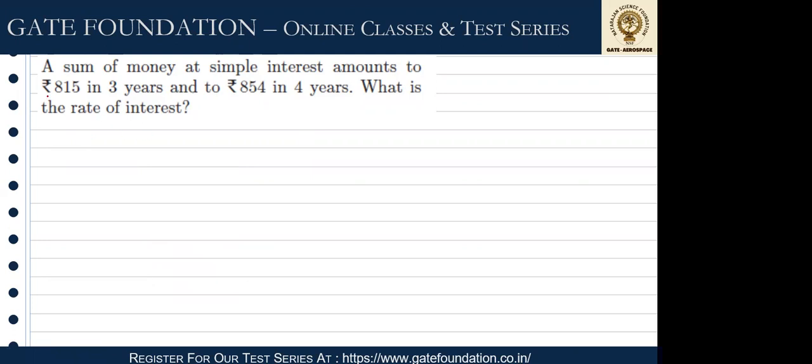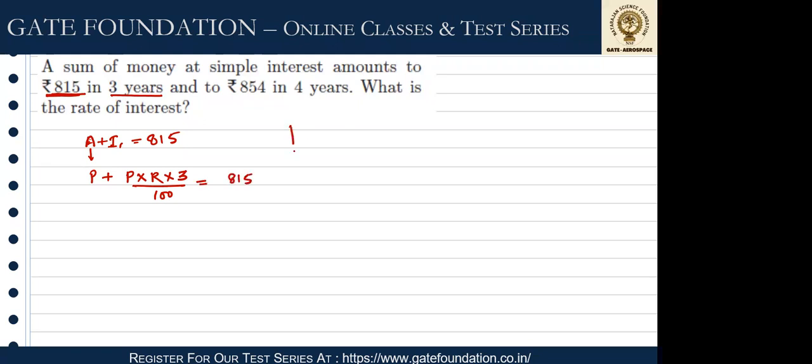So this is not just the interest, but it is amount plus interest. So amount plus interest in the first case is 815, and amount basically means principal. So initial principal plus interest. The interest is nothing but P into R into T, and in the first case time is 3 years, so I'll write down 3 over here by 100. It is equal to 815.